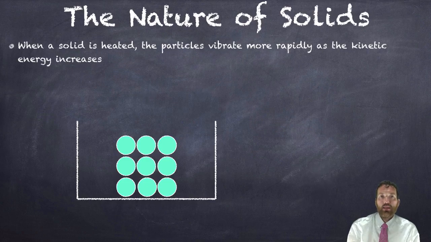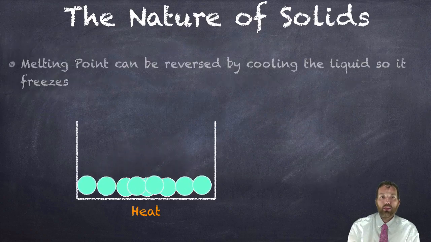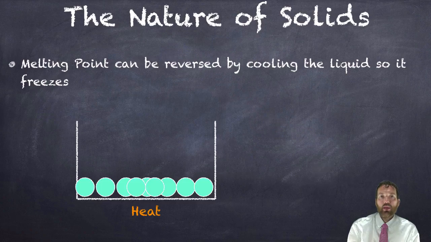So when a solid is heated, the particles vibrate more rapidly as the kinetic energy of the particles increases. Eventually, those vibrations become so strong that they will overcome the intermolecular forces of attraction that are holding them together, and the solid will melt into a liquid. The melting point can be reversed by cooling the liquid so that it freezes.